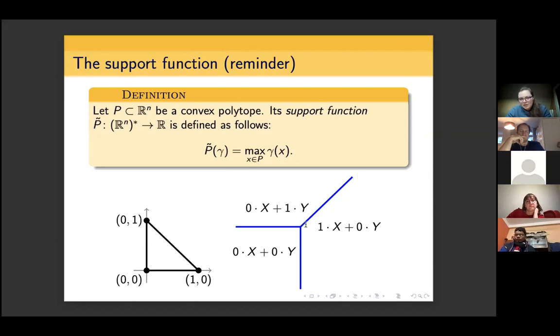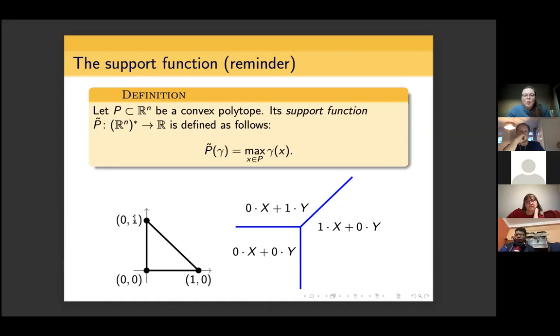So that means that in this cone, this function is linear. The support function is linear. It's going to be like this. And the same one can do with other cones. And those linearity domains of the support function are in bijection with the vertices of the polytope.